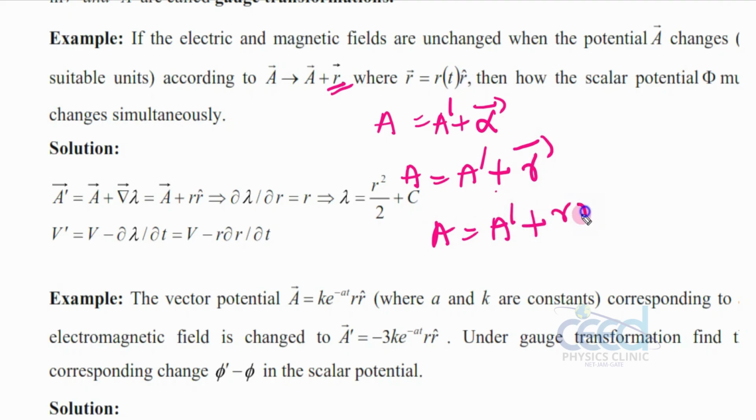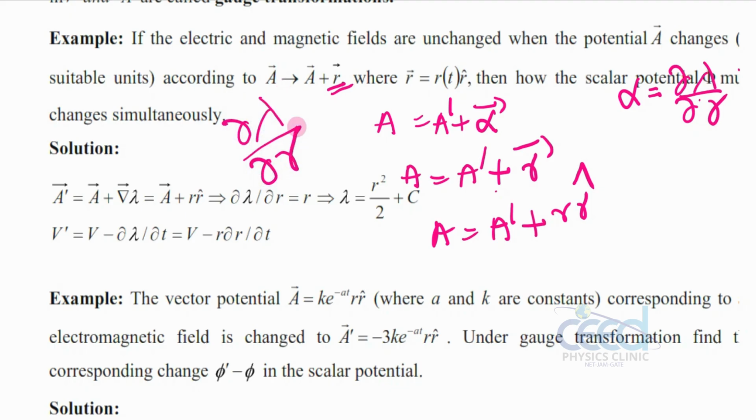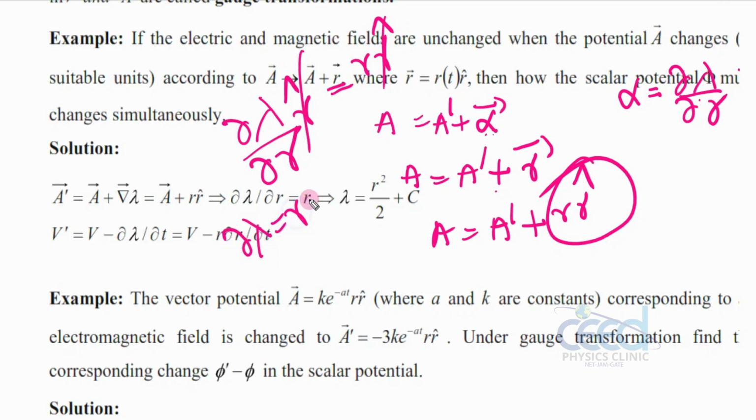Now alpha is equal to what we studied, ∂λ/∂r. If it is invariant, alpha is equal to ∂λ/∂r. So we write ∂λ/∂r instead. What we got, right? This is the alpha vector, so ∂λ/∂r cap is equal to r cap. Then r cap cancels. Then what is lambda? ∂λ is equal to r ∂r. Integrating both sides, lambda is equal to r²/2 + c.